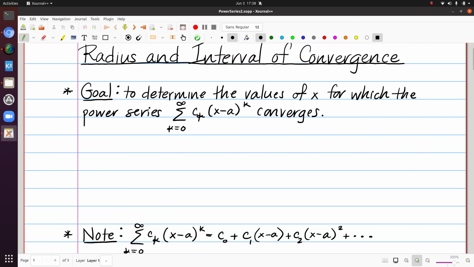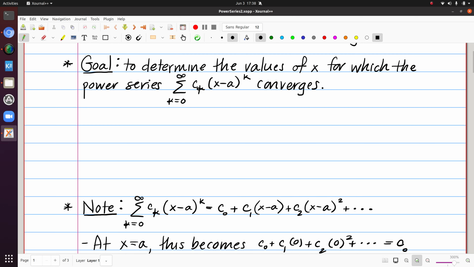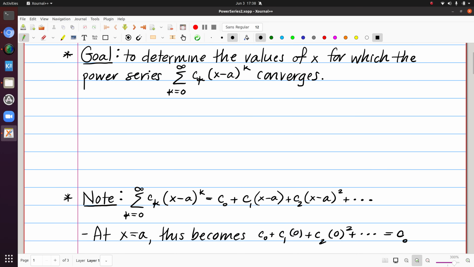One thing that we can start off with, if I focus on my generic power series with terms c sub k times x minus a to the k, where we let k range from 0 to infinity, if I were to write out the terms, I would get c sub 0 plus c1 times x minus a plus c2 times x minus a squared, and so on. And if I plug in specifically the center, x equals a, notice that all of the terms will vanish except that very first constant term, because you're multiplying by 0, and we'll end up with c sub 0. Remember that in the power series, we're assuming that our coefficients, c sub k, are some finite values.